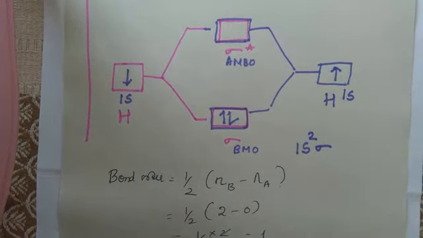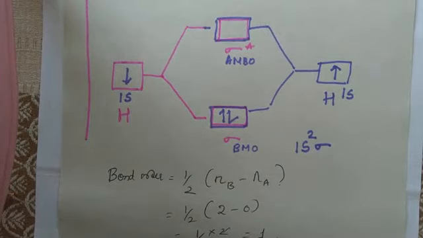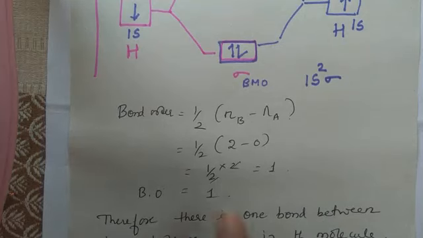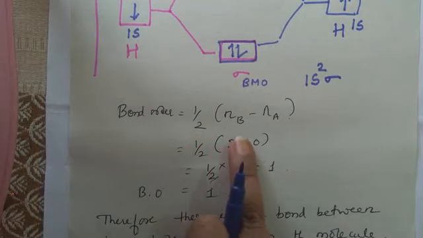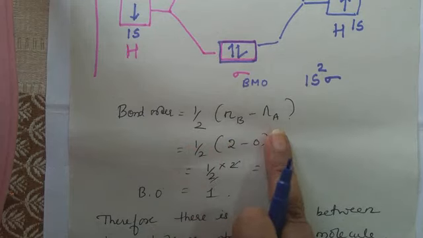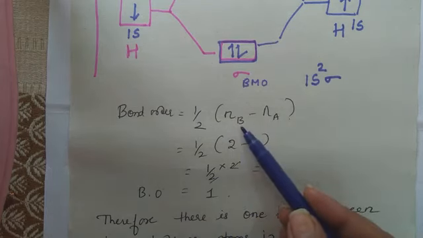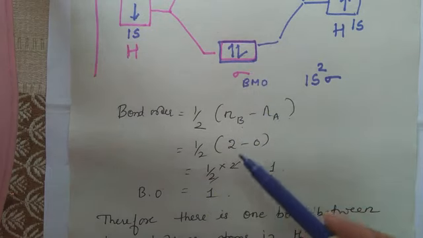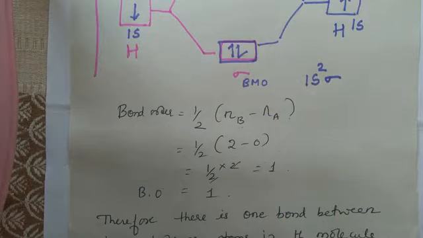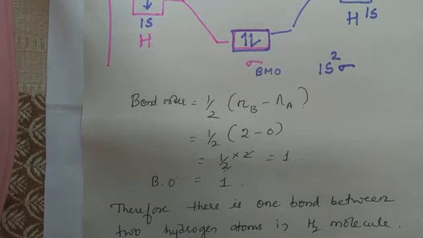So let us look into bond order. If you are not following this, for further molecules you will be able to understand. So what is bond order? Bond order is equal to half of the number of electrons present in bonding molecular orbitals minus the number of electrons present in anti-bonding molecular orbitals. So half I have written here. Number of electrons in bonding molecular orbital, how many are there? 2. How many are there in anti-bonding molecular orbital? 0. Therefore 2 minus 0 is equal to 2. Half into 2 is equal to 1. So bond order is 1.